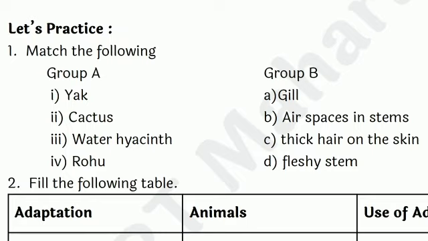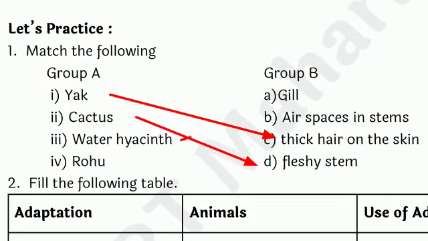Let's practice. First question: match the following. Group A, Group B. Yak, thick hair on the skin. Cactus, fleshy stem. Water hyacinth, air spaces in the stem. Rohu, gills. This is the answer to the arrows.